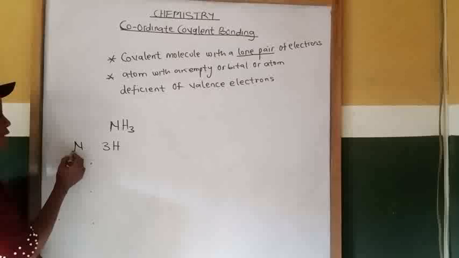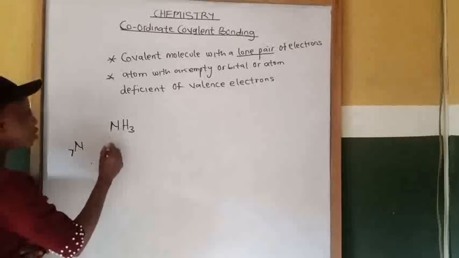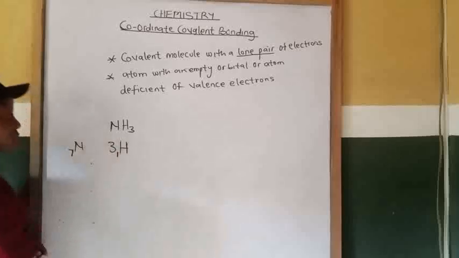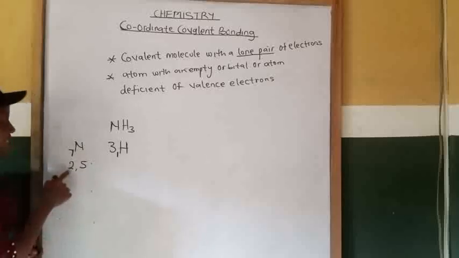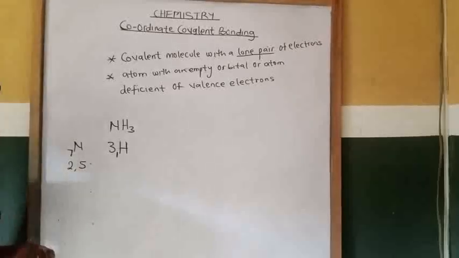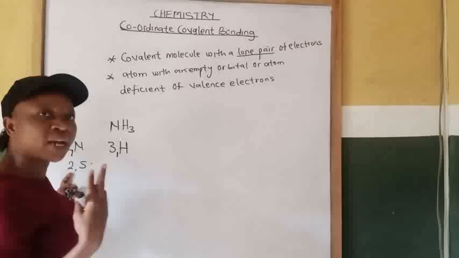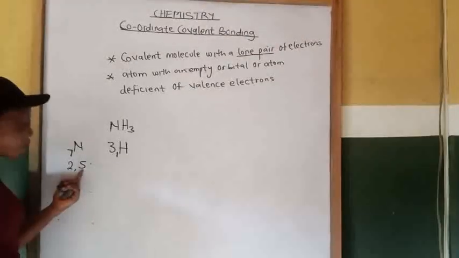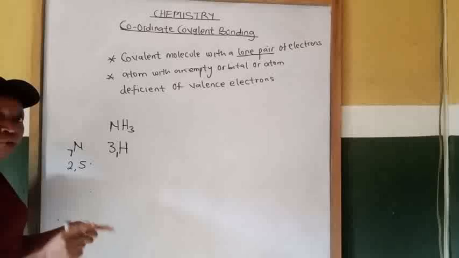The atomic number of nitrogen is 7. Then we have three atoms of hydrogen, and the atomic number of hydrogen is 1. The electronic configuration of nitrogen is 2, 5. That is, the first shell, known as the K shell, carries 2, then the L shell carries 5. Don't forget that the first shell will carry a maximum of 2 electrons, while other shells will take 8 electrons. So this one has 5 electrons now, which shows that it needs 3 more electrons to complete the outermost shell, to complete the 8.